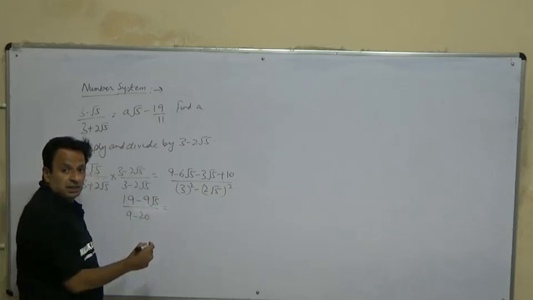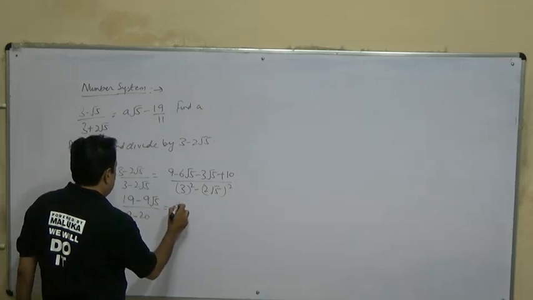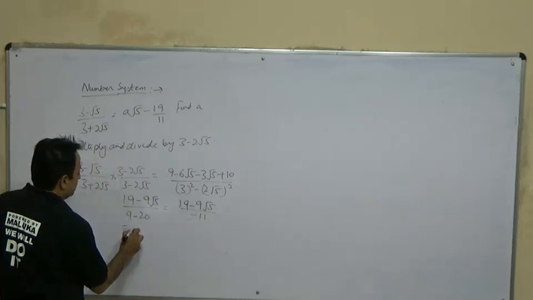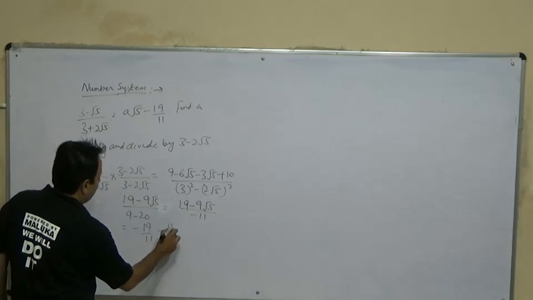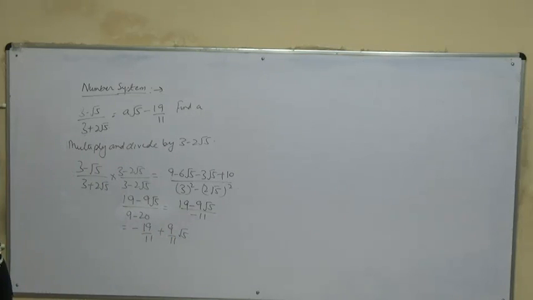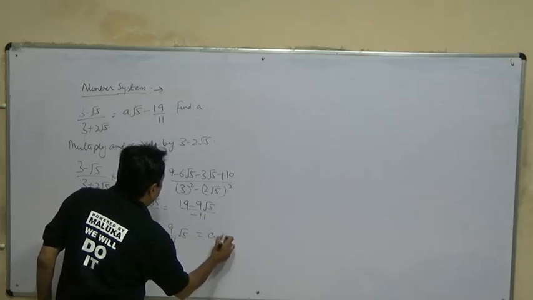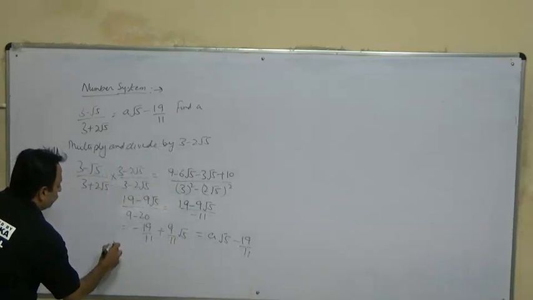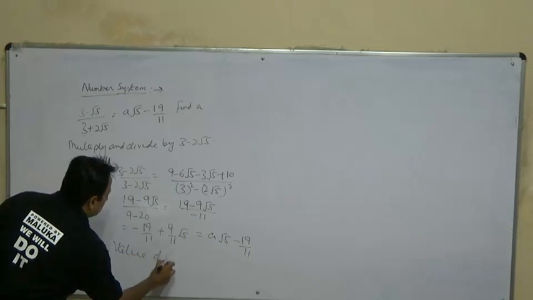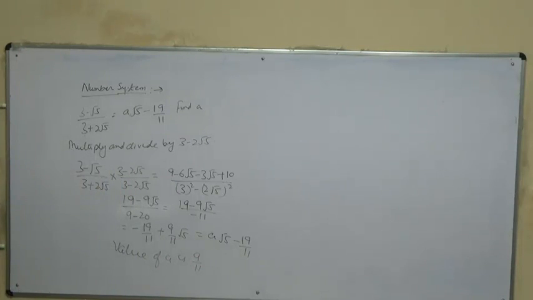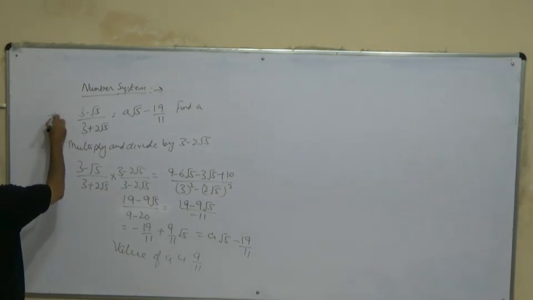So this is 19 minus 9√5 upon 9 minus 20, which is 19 minus 9√5 upon minus 11. So which is minus 19 by 11 plus 9 by 11 √5. Now we are given here a√5 minus 19 by 11. So clearly the value of a is 9 by 11. It is the coefficient of √5. So this will be the clear value of a.